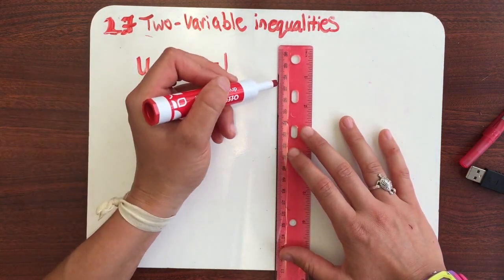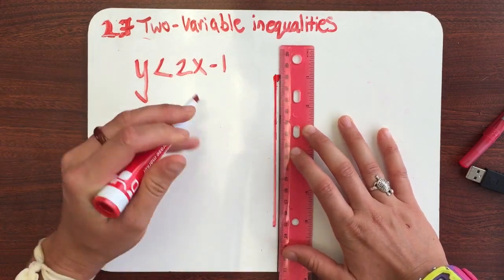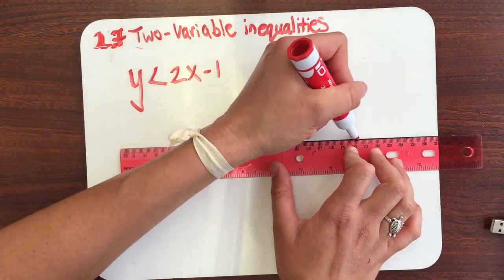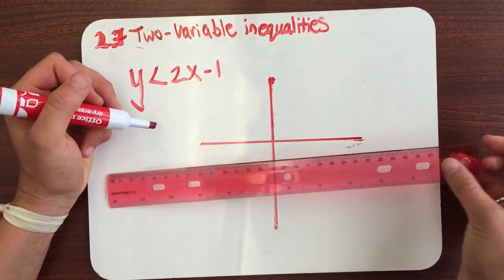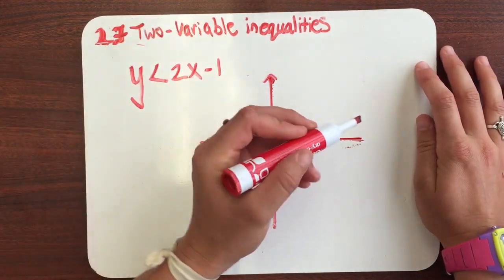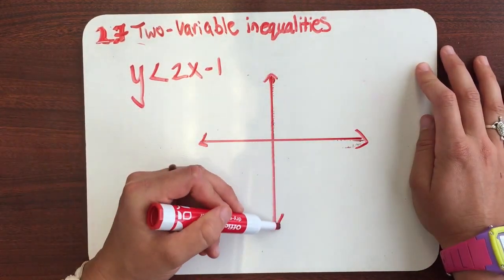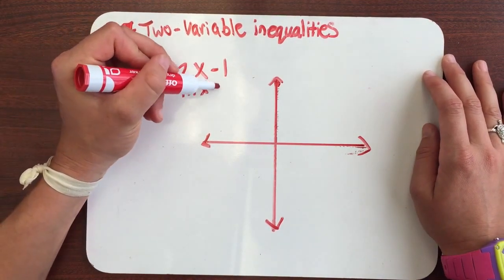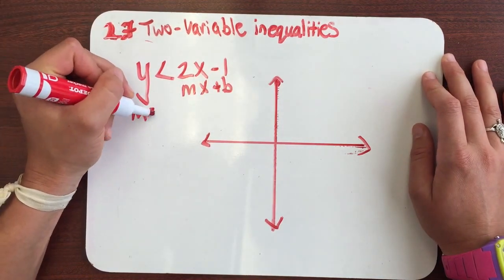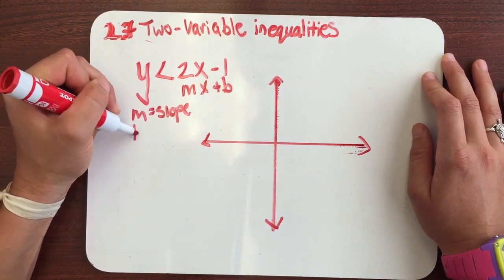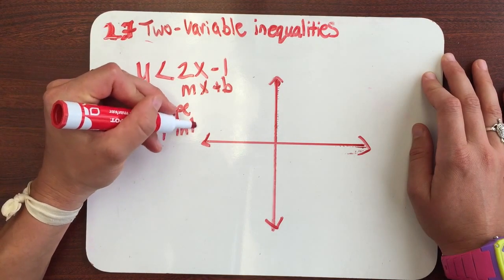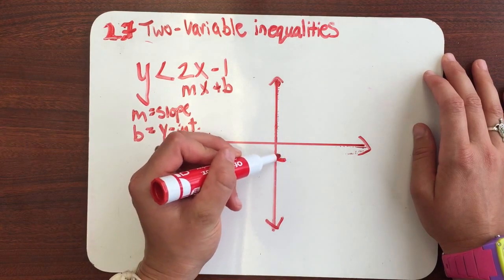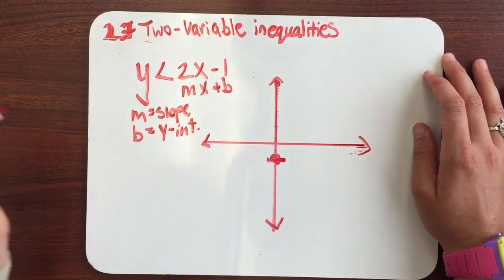When we do that, we'll draw in our axes and we'll plot the y-intercept and use the slope to find other points. Okay. So our y-intercept is -1 because it's in the form of mx plus b, where m is your slope and b is your y-intercept. So your b here is -1, so we're going to go to -1 and we'll plot our point.